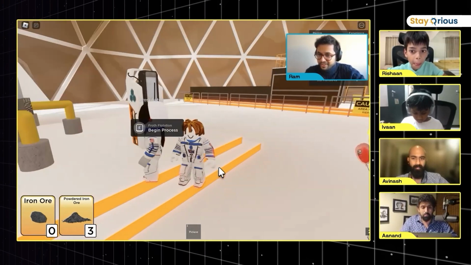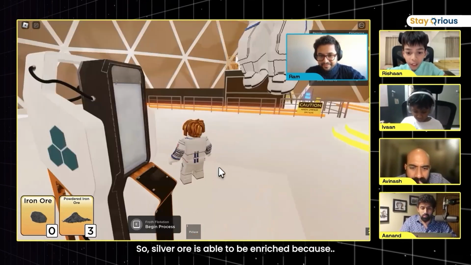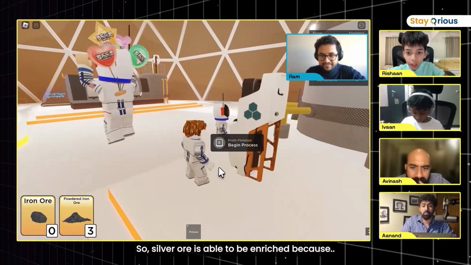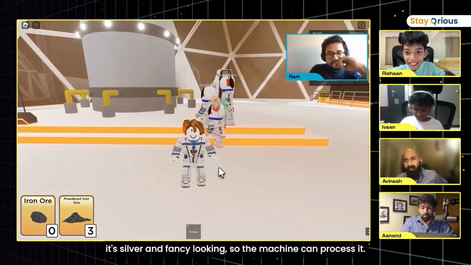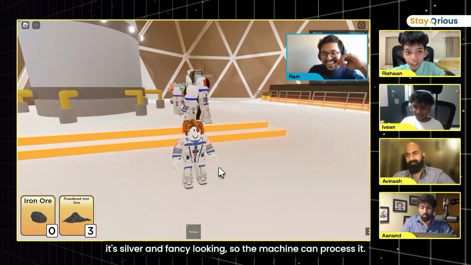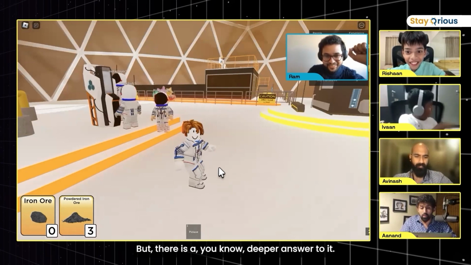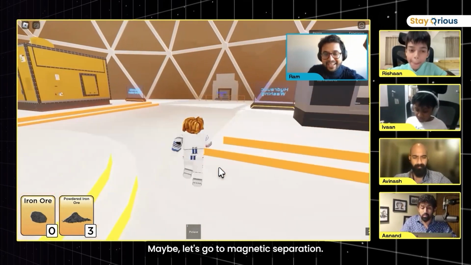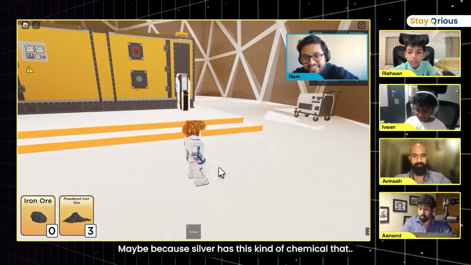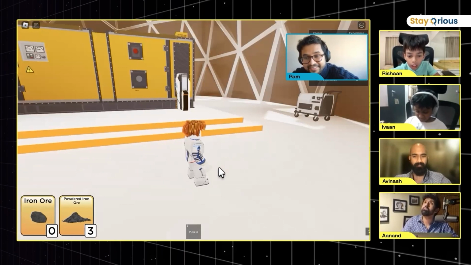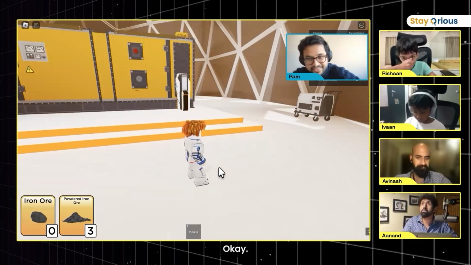Can I try to guess? Sure, we are all here to guess. Okay, so silver ore is able to be enriched because it's silver and it's fancy looking, so the machine accepts it. Okay, got it. Cool. But there is a deeper answer to it. Yes, Ivan? Maybe because the silver has a kind of chemical that the copper doesn't have.